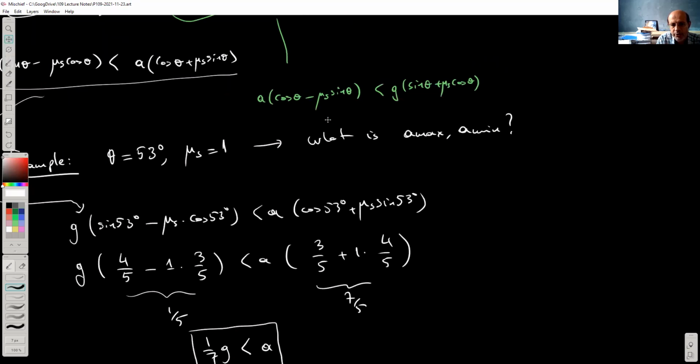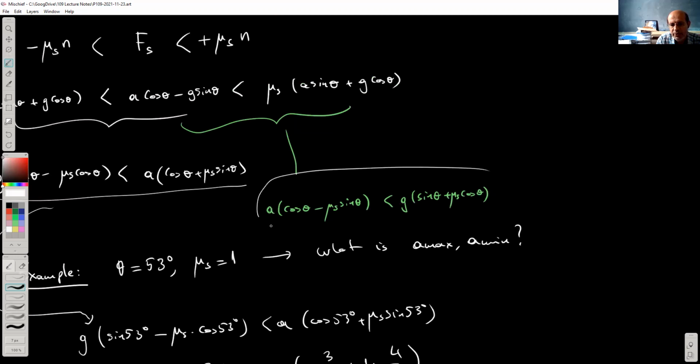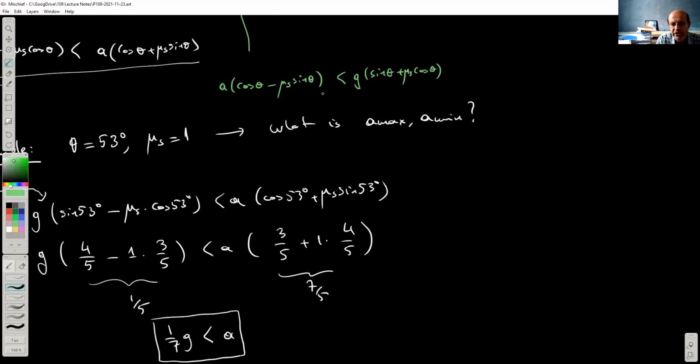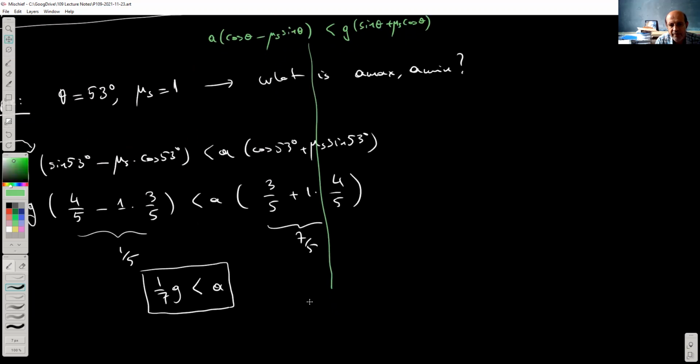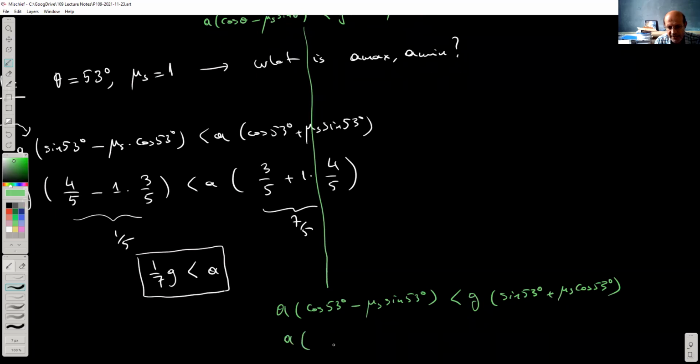In that case, I need to use this part of the inequality. And so therefore, this is the equation that we have. So I'm going to continue this one with the green color. Okay. So let me first write them down. Cosine 53 minus mu s times sine 53 is less than gravity times sine 53 plus mu s times cosine 53. So A is in here.